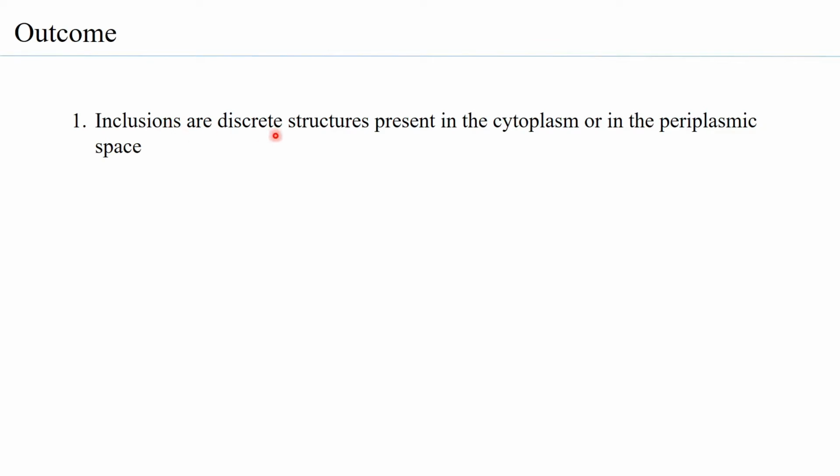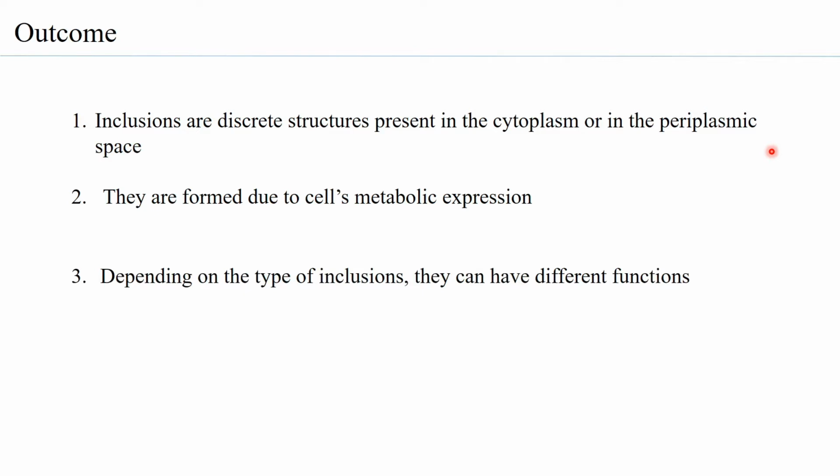So let us look at the learning outcome of this session. Inclusions are discrete structures present in the cytoplasm or in the periplasmic space. They are formed due to the cell's metabolic expression. Depending on the type of inclusions, they can have different functions. And these inclusions may or may not have membranes.